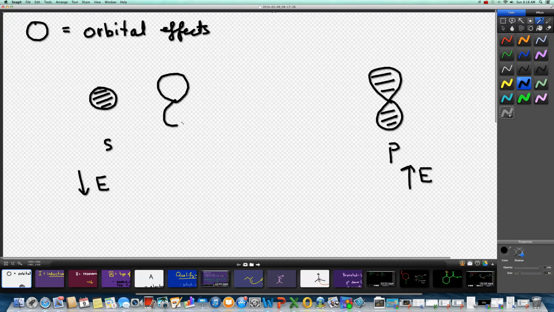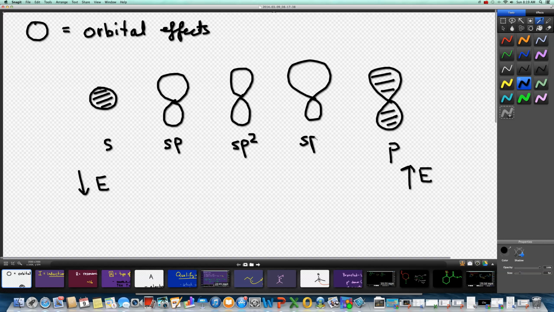So for example, an sp, and then an sp2, and then an sp3. We like to think of these things in terms of their S character. So sp is 50% S character. Of course, S is 100% S character. sp2 is 33% S character. sp3 is 25% S character. And of course, P is 0% S character.